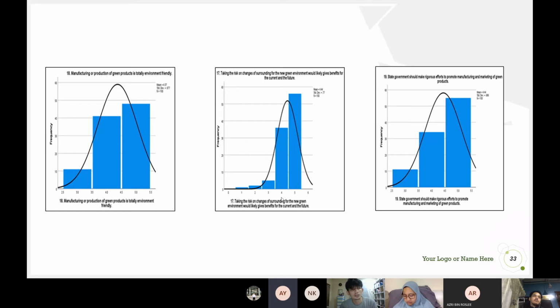Question number 19. State government should make rigorous efforts to promote manufacturing and marketing of green product. As you can see in the analysis, 55% of the respondents voted strongly agree for the statement given. The lowest percentage is 11%, satisfied with it. Also, no respondent voted for strongly disagree on the statement given, and about 34% of the respondents voted for agree. This shows that respondents were satisfied and agree with the statement given.